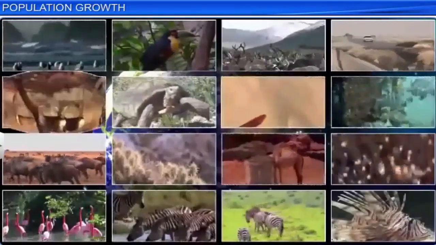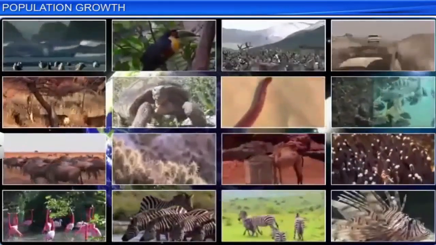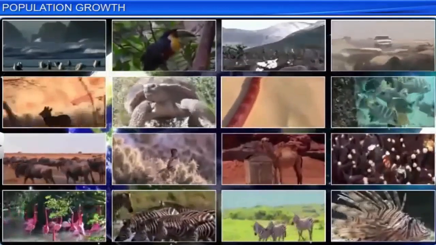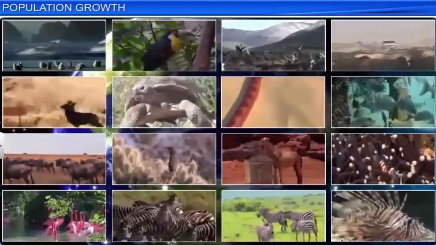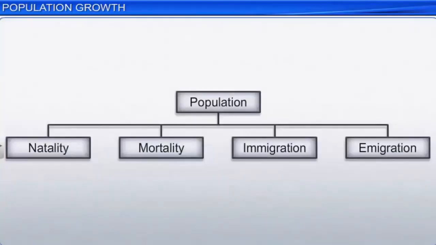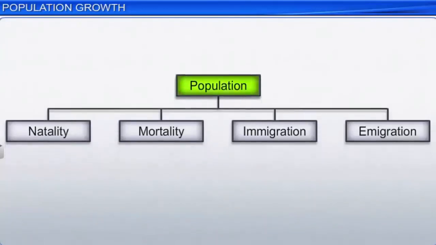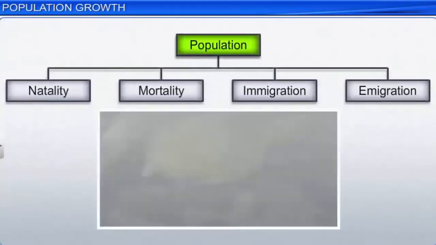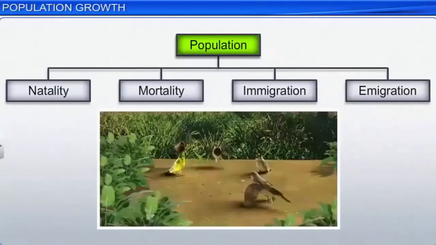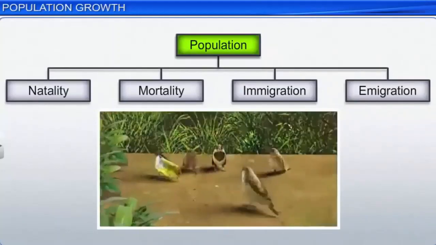All organisms on planet Earth are dynamic as they are constantly changing due to their interactions with various biotic and abiotic factors. At any point in time, in a population, some organisms are born, some die, some immigrate, while some emigrate.